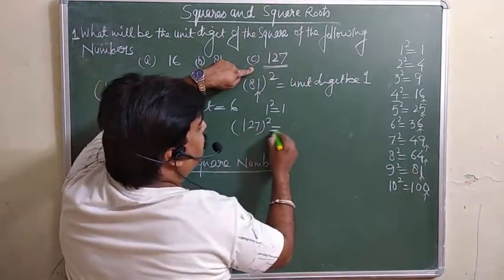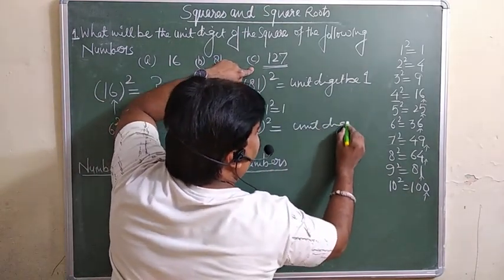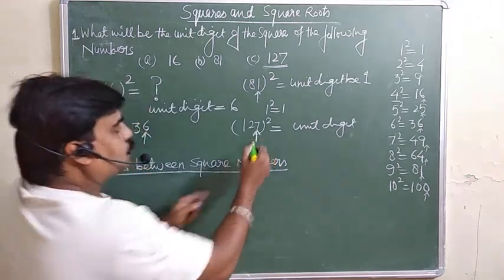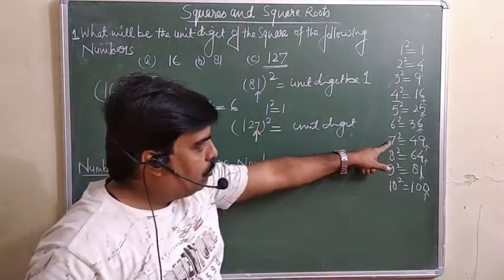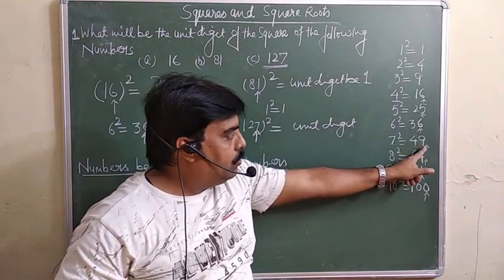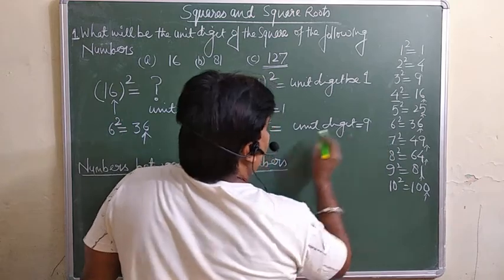आपने इसका स्क्वायर किया, जो भी नंबर आएगा उसकी यूनिट डिजिट क्या होगी? उसके लिए क्या करना है, सिंपली you must do the square of this unit digit only. Just do the square of this one. तो देखिए 7 का स्क्वायर you will do, you will get 49. So 49 में यूनिट डिजिट क्या है, 9. It means unit digit will be the 9 here only.